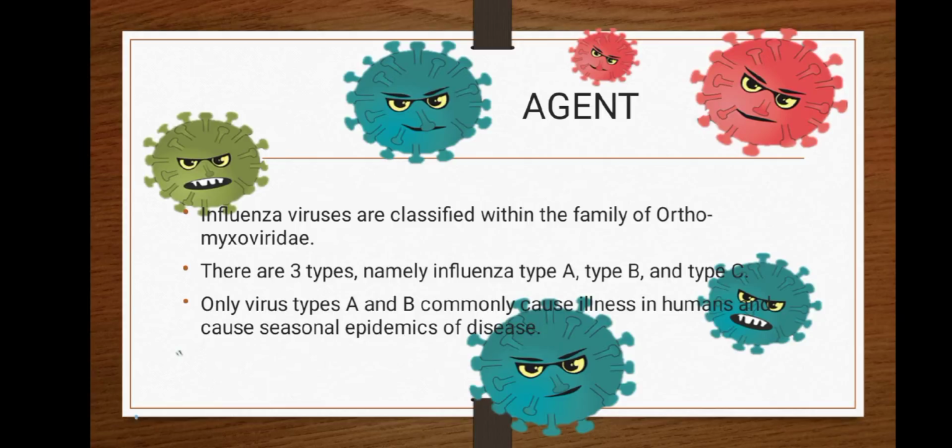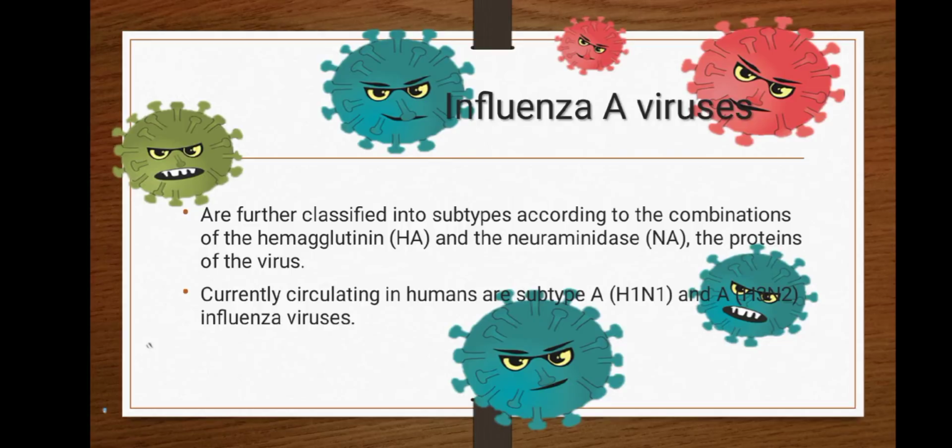And now, we will proceed to the types of influenza. Influenza A viruses are further classified into subtypes according to the combination of the hemagglutinin and the neuraminidase, the proteins of the virus. Currently circulating in humans are subtype A, which is the H1N1, and A H3N2 influenza viruses.